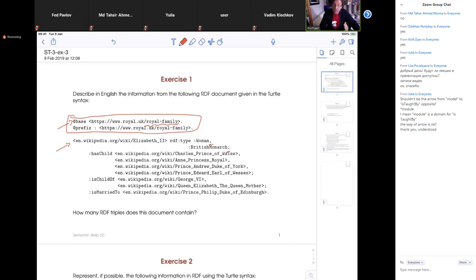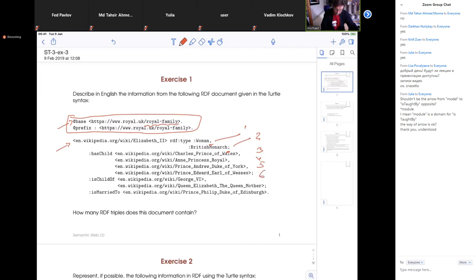Okay, now we have semicolon. This means that the subject stays the same, but the predicate, the property, and the object will be different. And then we have here one triple, another triple, first, second. Then we have Elizabeth II has child Charles, Prince of Wales. Third triple, she has child Anne. Fourth, Prince Andrew. Fifth, Prince Edward.